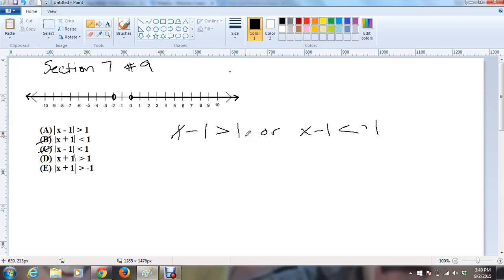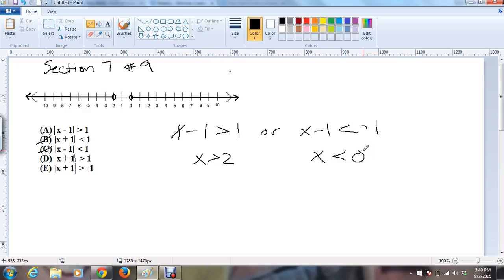All right, so if I'm saying the absolute value of this thing is bigger than 1, then it means it actually is greater than 1 or it could be less than negative 1 because it's getting further and further away from 0, either to the right or to the left. Okay, so here if you solve for x, you get x greater than 2. Here if you solve for x, you get x less than 0.